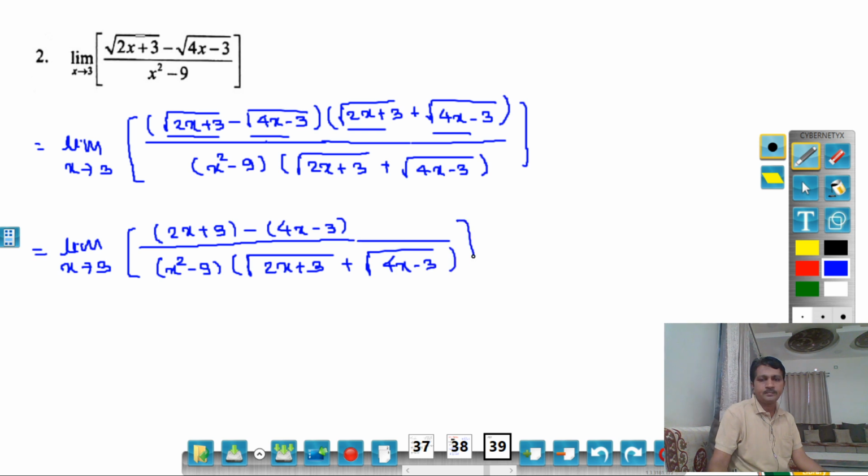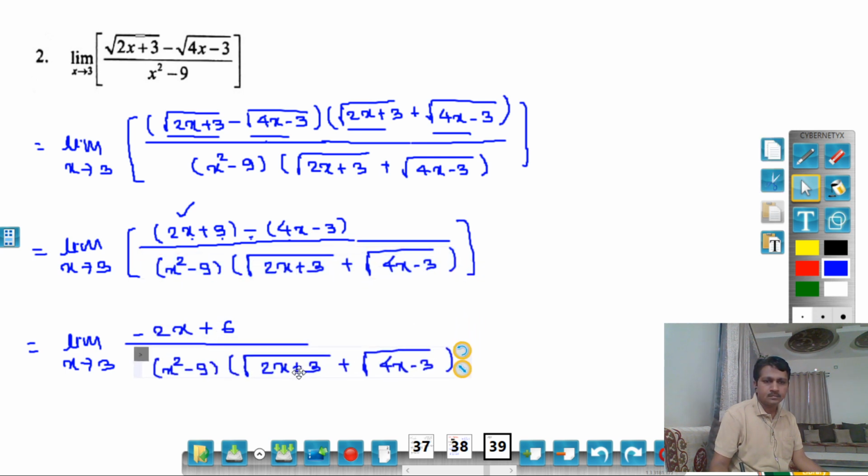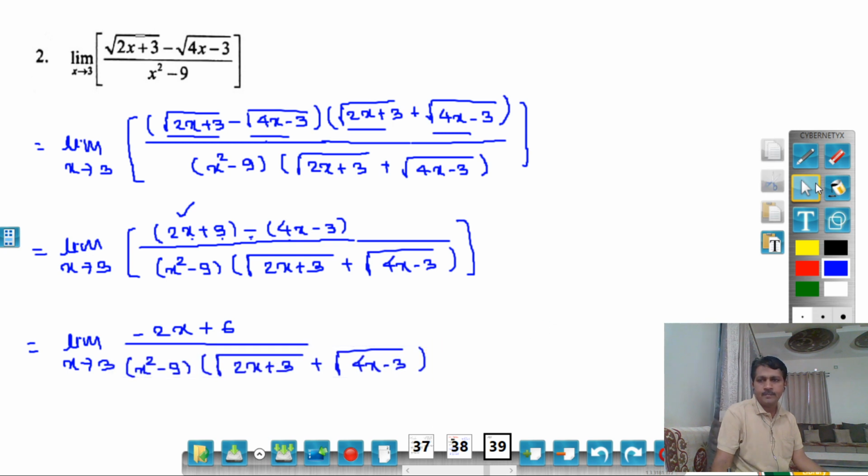So what is the numerator? Simplified, this is equal to limit x tends to 3, this 2x minus 4x. 2x minus 4x is nothing but minus 2x. Then 3, this minus into this minus is plus. So 3 plus 3 is 6, divided by the same denominator. The denominator is same.